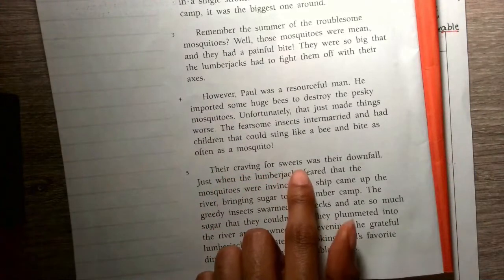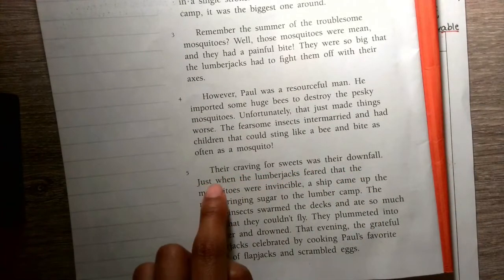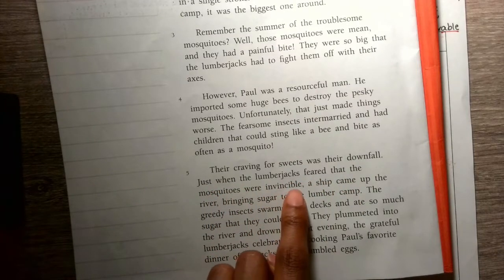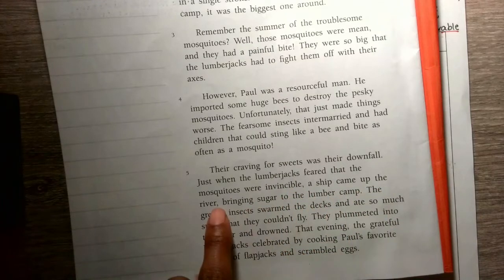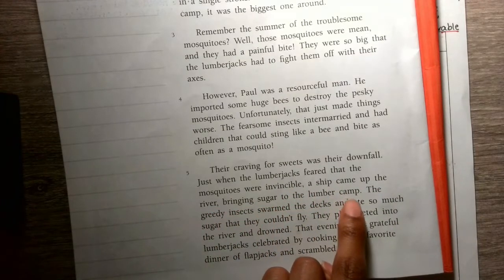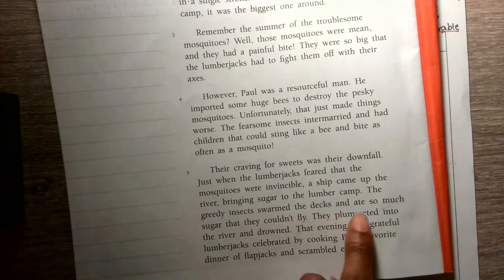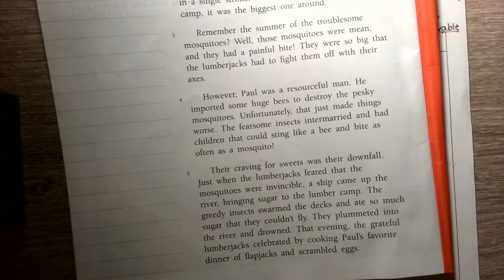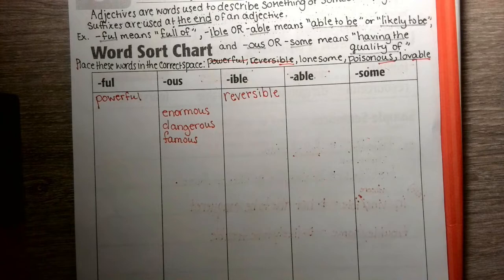Their cravings for sweets was their downfall. Just when the lumberjacks feared that the mosquitoes were invincible, a ship came up the river, bringing sugar to the lumber camp. The greedy insects swarmed the decks and ate so much sugar that they couldn't fly. They plummeted into the river and drowned. That evening, the grateful lumberjacks celebrated by cooking Paul's favorite dinner, flapjacks and scrambled eggs.